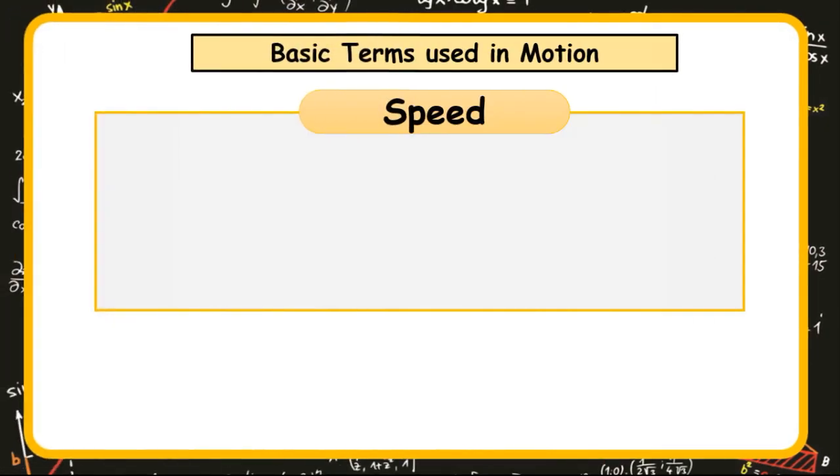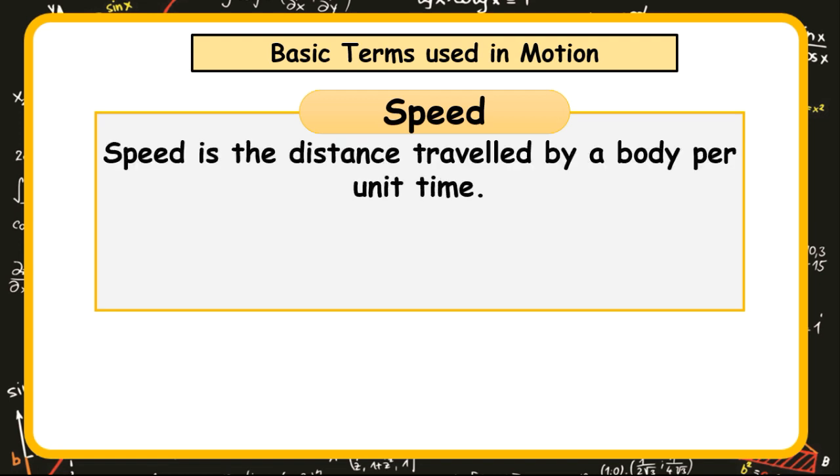Let's take the next term, that is speed. Speed as a parameter of motion is defined as the distance traveled by a body per unit time.